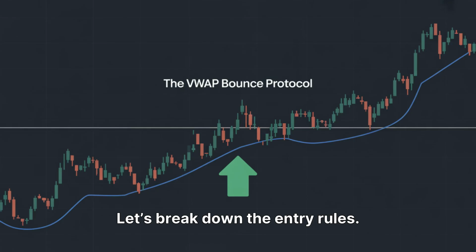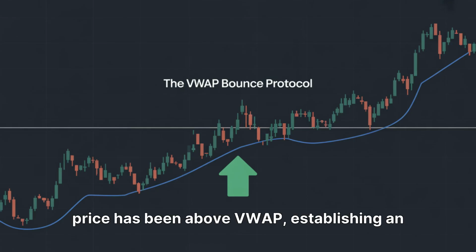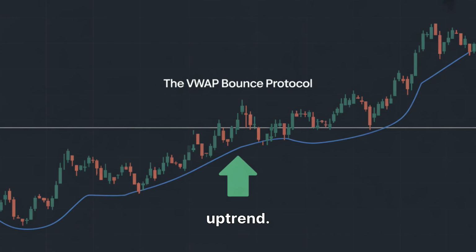Let's break down the entry rules. For a long entry, we first confirm price has been above VWAP, establishing an uptrend. We then wait for a dip back toward the line.